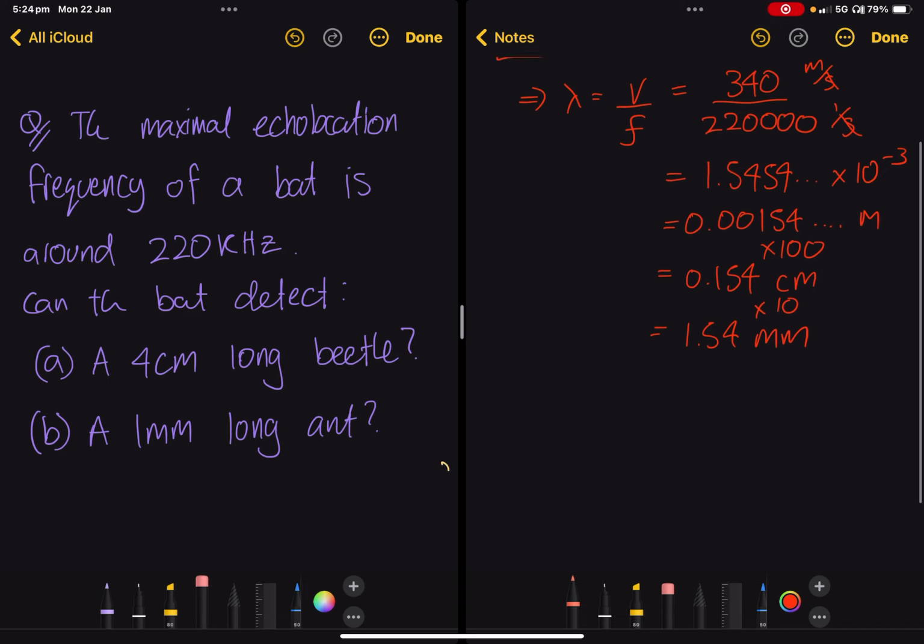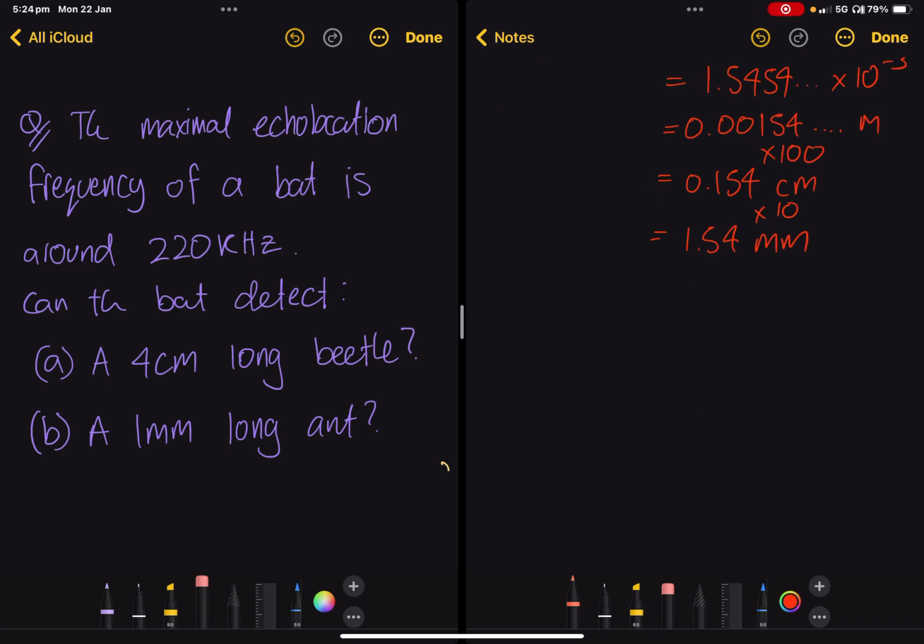So in the case of question A, can the bat detect a 4 centimeter long beetle? Yes. Because the length of the beetle, the 4 centimeters, is greater than the wavelength. So 4 centimeters is greater than the wavelength, which is equal to 1.54 millimeters. So this is perfectly acceptable. The bat definitely can detect the beetle.